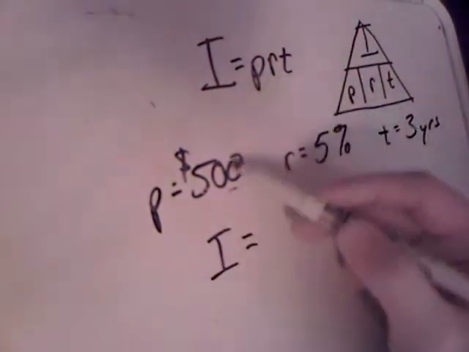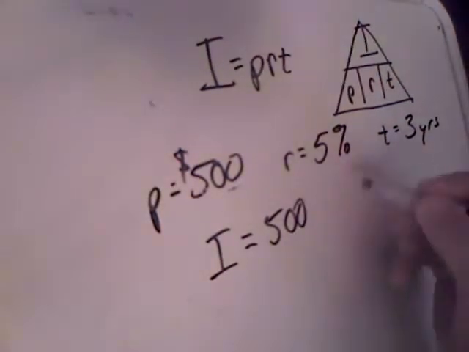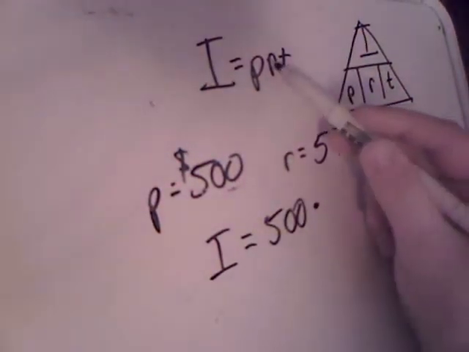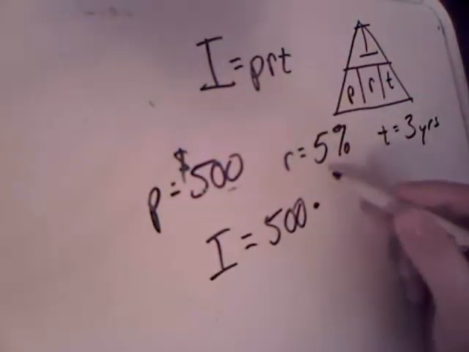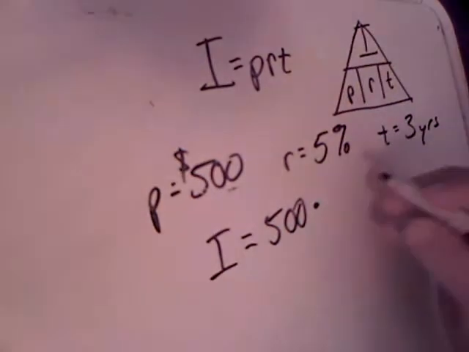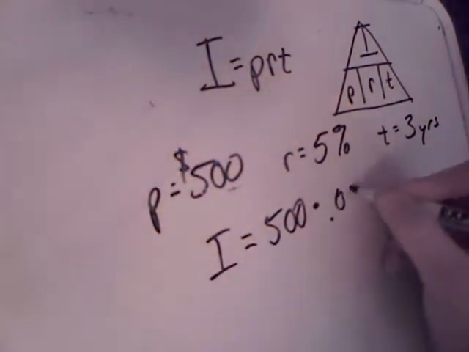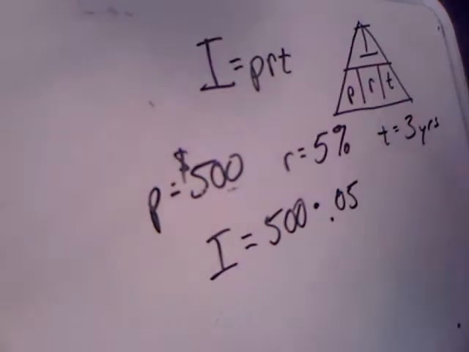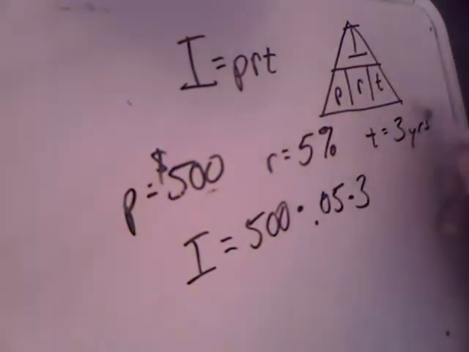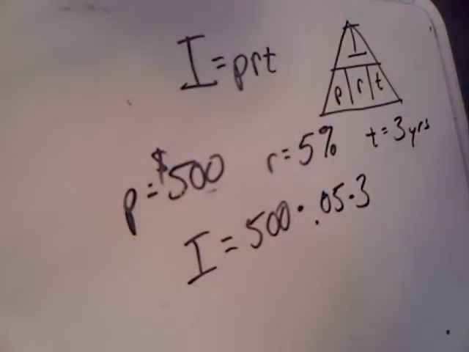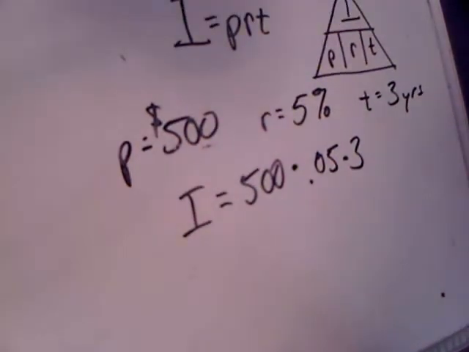Interest equals the principal, which is 500, times, no sign means multiplication, so times the rate, which is not going to be 5%, it's going to be 0.05 because we're converting that, times the time, which is 3 years. When we multiply all of these things together, which we're going to do one step at a time, we're going to get to our amount of interest. So let's take a look at what happens here.